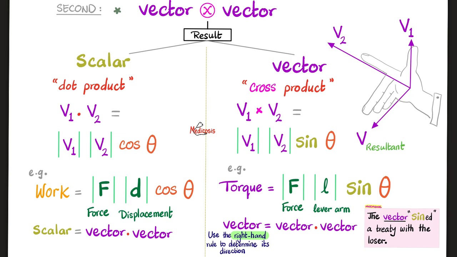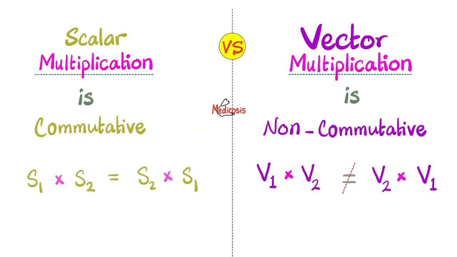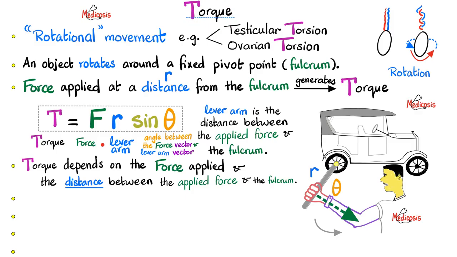That's the right hand. Please remember that when you multiply a scalar by a scalar, well, it doesn't matter. S1 times S2 is the exact same thing as S2 times S1. But when you multiply a vector by a vector, it is non-commutative. So let's talk about torque. Again, torque is a vector. Here is a vector, here is a vector. When you multiply two vectors and get a vector, this is sine theta. The vector signed the treaty. Remember that. How do I think of torque conceptually? Well, I'm gonna give you the craziest analogy ever. Testicular torsion and ovarian torsion.